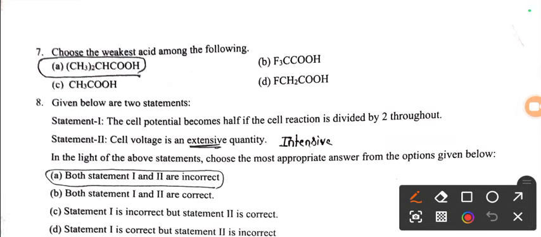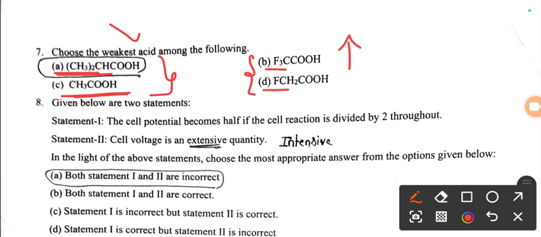Choose the weakest acid. Children, the presence of fluorine makes the carboxylic acid more acidic because it is highly electronegative. As the number of fluorine atoms increases in the carboxylic acid, acidity increases. So these two are the strongest acids. Now come to these two. This is a simple acetic acid, and in this you can find two methyl groups, and methyl group is an electron donating group. So in the presence of an electron donating group, acidity decreases. So this is the weakest acid among the four.